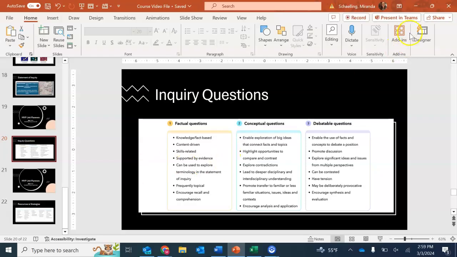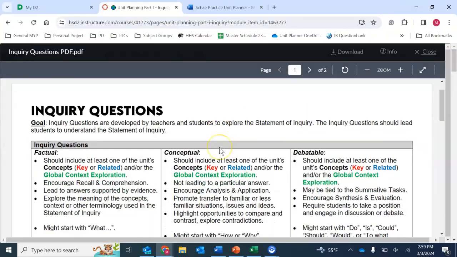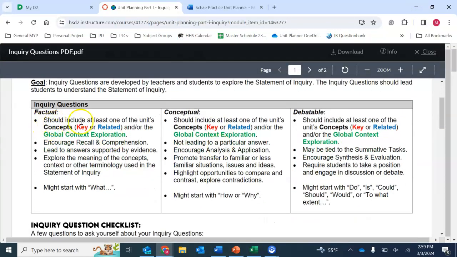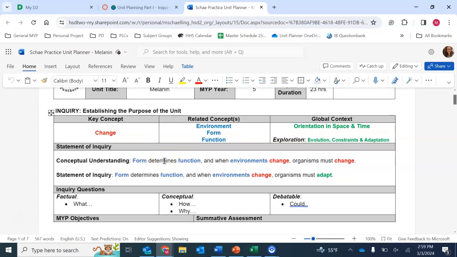So let's take a look at our resources here. Alright, so factual, we should have at least one of the unit's concepts and or the global context exploration. Recall and comprehension, just like before. We want these to lead to answers supported by evidence, explore the meaning of the concepts, context, or other terminology used in the statement of inquiry. Our factual inquiry questions might start with what? So let's make a few here.